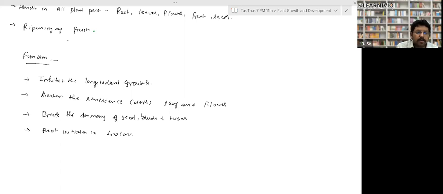Function: they inhibit, so you have written down longitudinal growth. One more function, note it down: they are responsible for root initiation in low concentration. Right. So one more, that is abscisic acid.